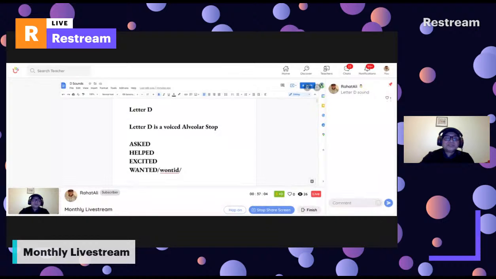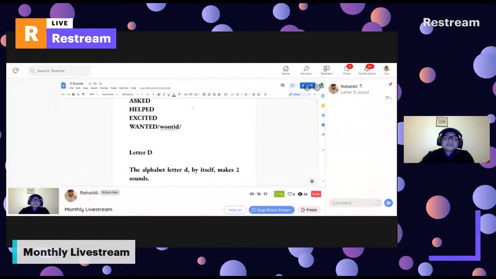Wanted. Remember, it is not wa, it is o. Wanted. This is the British IPA, wanted, and the American one is wan-ted, where the T sounds like a flap T. Wanted. Okay.